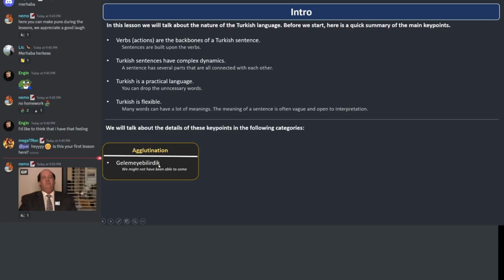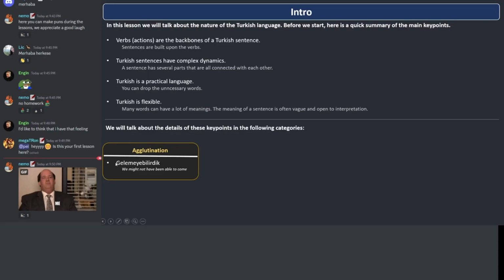There's gelemeyebilirdik. When you say gelemeyebilirdik, you are basically saying we might not have been able to come. You can see how Turkish is practical and how the verbs make this sentence.